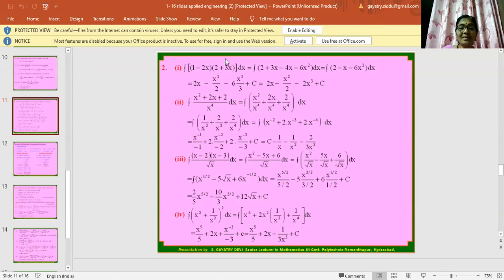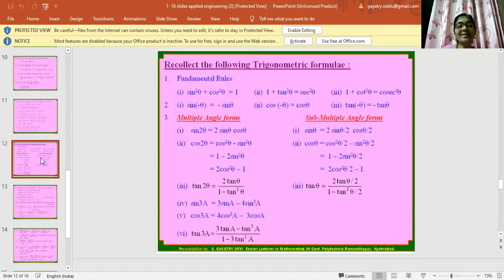So all these problems are simplified using only algebraic knowledge: whole square expansion, multiplication, simplification, and dividing with the denominator. Coming to next. So the algebraic models are over.